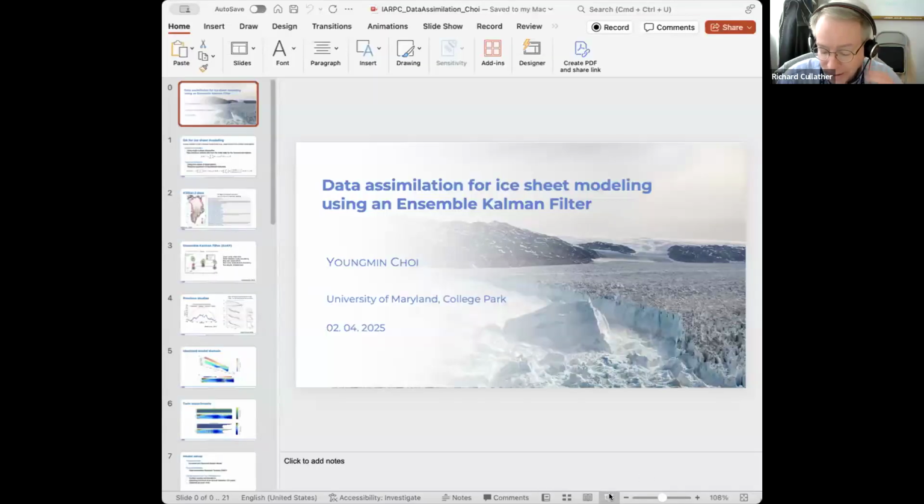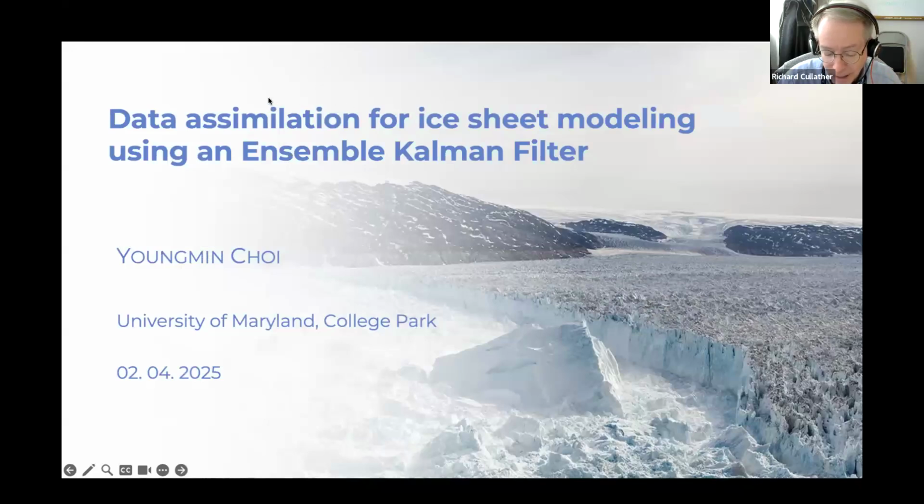Our next speaker is Youngmin Choi. He is a visiting assistant research scientist with the Earth System Science Interdisciplinary Center at the University of Maryland at College Park. And the title of his talk is Data Assimilation for Ice Sheet Modeling Using an Ensemble Kalman Filter.